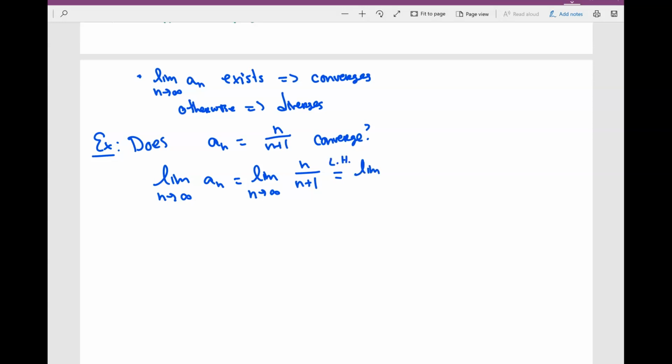So I'm going to have the limit as n goes to infinity, because you can see if I plug in infinity, you basically get infinity over infinity, which is a no-no. So the top part is going to be a 1, the bottom part is going to be a 1, so the limit is just going to be 1. Because it is equal to 1, you can say that this particular sequence converges.